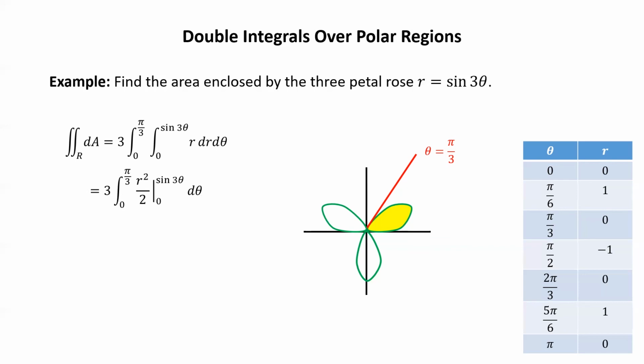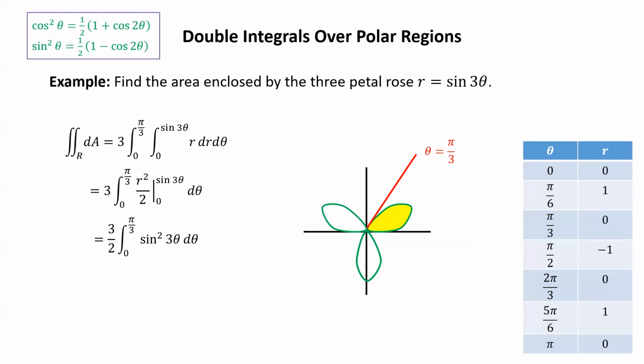So the inner integral is pretty simple. It's just a power rule, r squared over 2 from 0 to sine 3 theta. Substituting in sine 3 theta for r, we get sine squared 3 theta. I pulled out the 2 so that we have a constant of 3/2 outside. Now we're going to need to use one of our power reducing formulas that you may remember from single variable calculus. And the one we'll need is that sine squared theta is 1/2 times 1 minus cosine 2 theta. So we can replace sine squared 3 theta by 1/2 times 1 minus cosine 6 theta. Notice we had to double 3 theta to get 6 theta there. Okay, pulling out the half, we get 3/4.